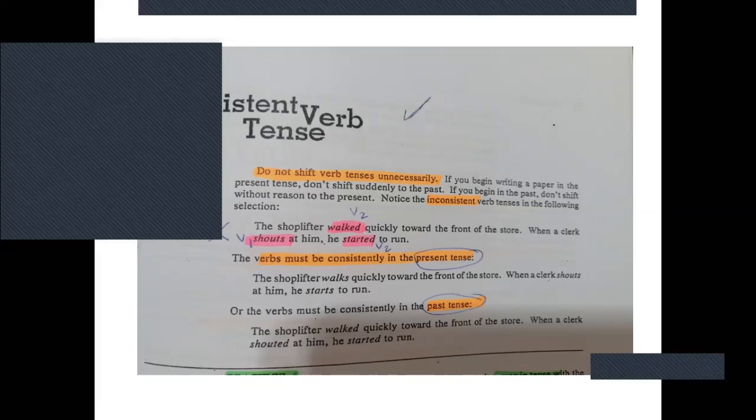So if Layan is telling me the story, she should say, sorry, the shoplifter walks quickly toward the front of the store. When a clerk shouts at him, he starts to run. That's okay if someone is summarizing or talking about the story. But keep it in the past tense if you read it in a book. Then the shoplifter walked quickly toward the front. Clerk shouted at him, started to run.